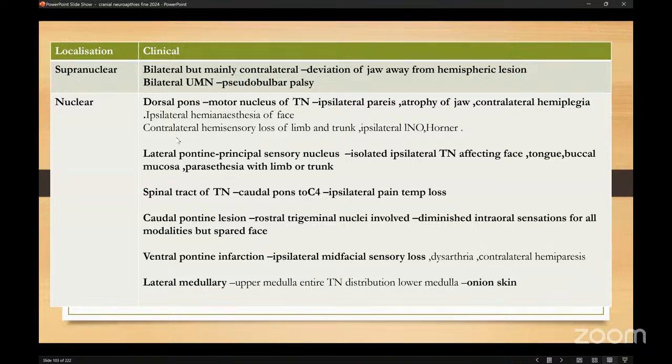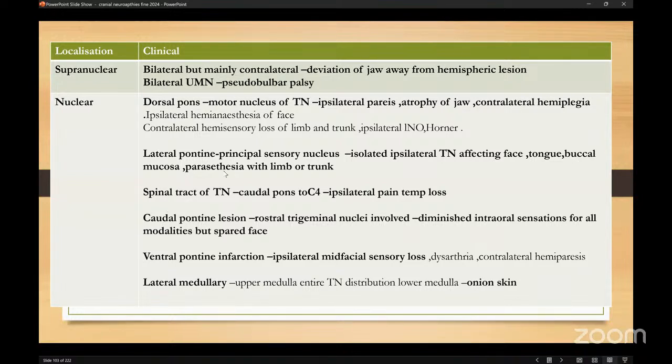If there is nuclear fifth motor involvement, what can happen? So in the motor nucleus of the trigeminal nerve, which can get affected in the dorsal pons, there can be ipsilateral paresis or atrophy of the jaw and contralateral hemiplegia. Okay, but it is not just that. There will be ipsilateral anesthesia of the face, because the principal sensory nucleus is next to it. Okay, and contralateral hemisensory loss of the limb also. Okay, if it is just principal sensory nucleus involvement, suppose, for example, in the lateral pons, then the ipsilateral entire face sensations can go, and paresthesia on the opposite side can happen.